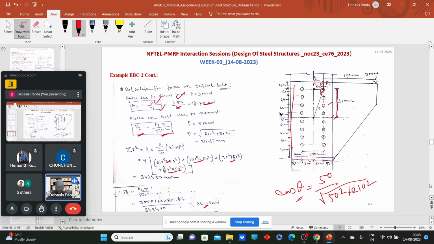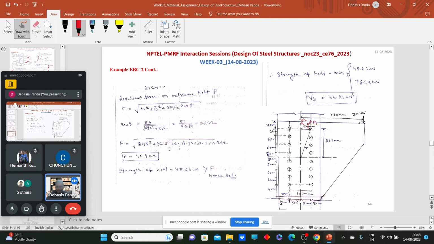On the next slide, these calculations are given, theta, and the resultant force comes out as 40.8 kilonewton. And what was the strength of the bolt? The strength of the bolt was 45 kilonewton. That means the strength of the extreme bolt is more than the resultant force applied on the extreme bolt. Clear? That means whatever joint arrangement we have made is safe.